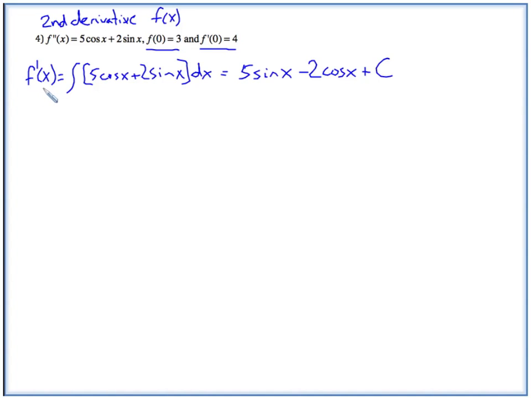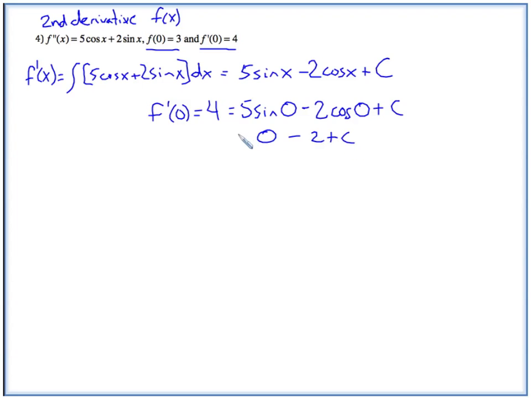So we know f prime of 0 equals 4, and this is going to equal 5 sine of 0 minus 2 cosine of 0 plus c. Sine of 0 is 0, and cosine of 0 is 1, so this is just going to be minus 2 plus c, and that equals 4. Let's add 2 to the other side, so we know that 6 equals c.